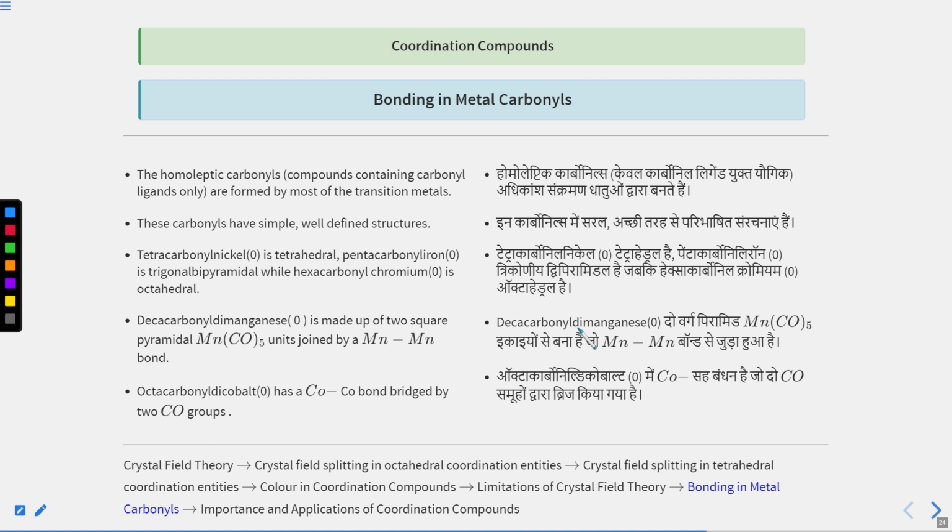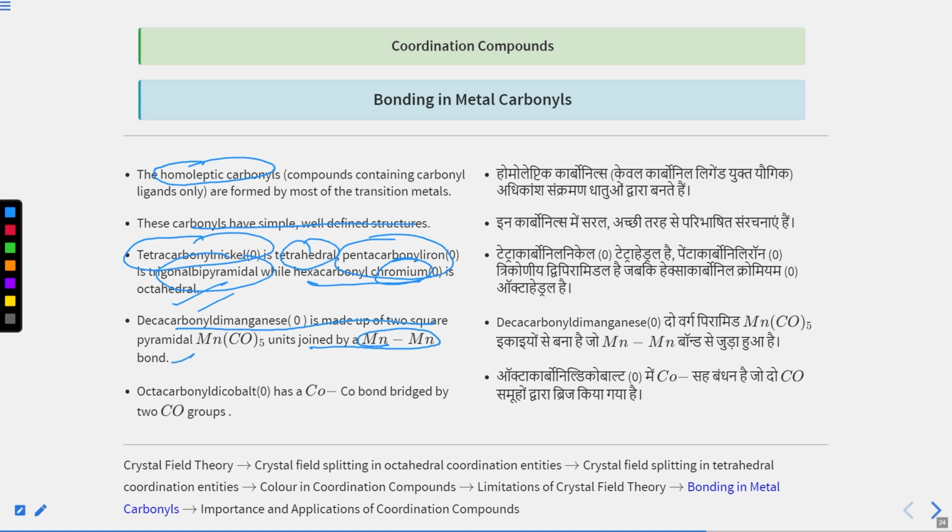After that, I will talk about metal carbonyls. So the homoleptic carbonyls are formed mostly by the transition metals. Homoleptic carbonyl means only carbonyl is present as the ligand. These carbonyls have simple, well-defined structures. Examples: tetracarbonyl nickel is tetrahedral, pentacarbonyl iron is trigonal bipyramidal, whereas hexacarbonyl chromium is octahedral. Similarly, decacarbonyl dimanganese is made up of 2 square pyramidal units joined by an Mn-Mn bond.